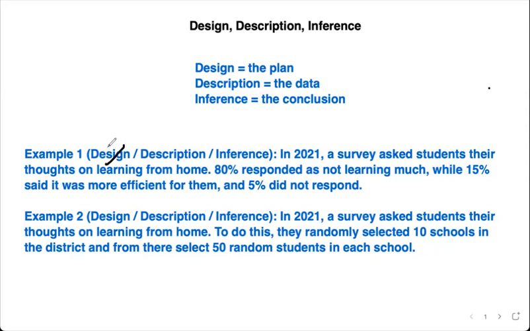Well, they didn't tell you how the data was collected, the plan, how we went and got everything. They didn't give any kind of conclusion here. This would be considered the description. They just gave the data. Here it is in sentence form.